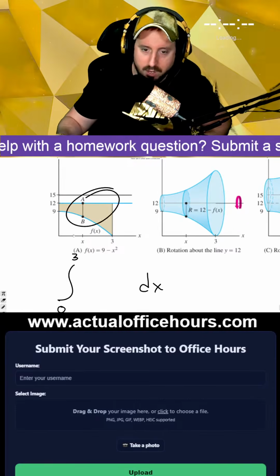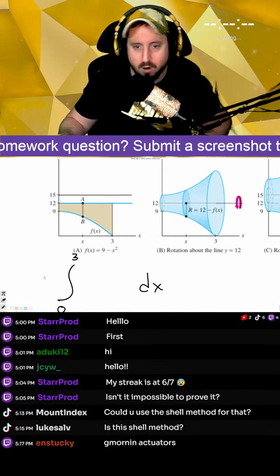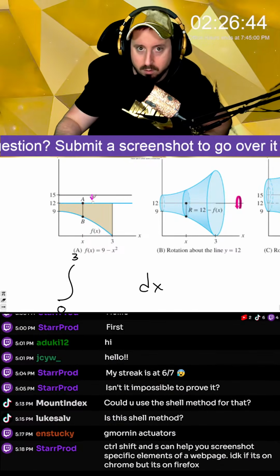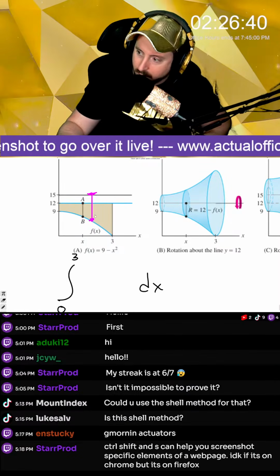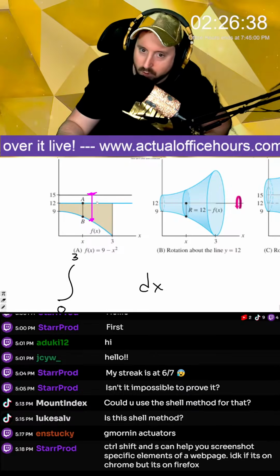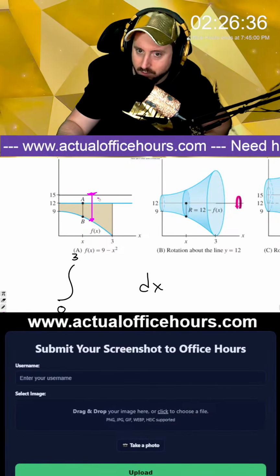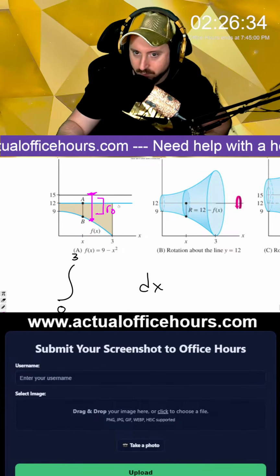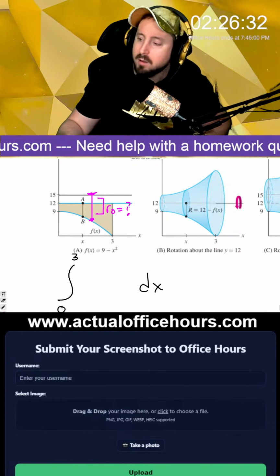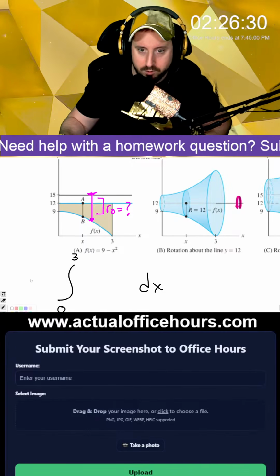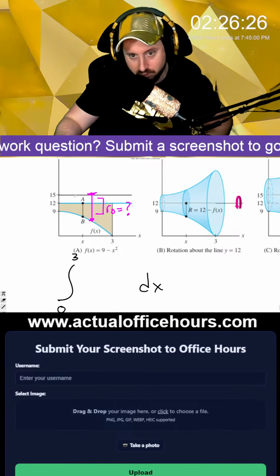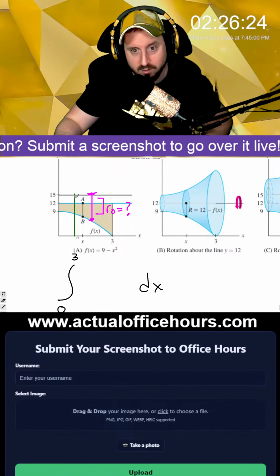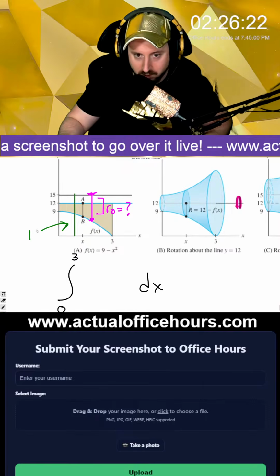Now, let's look at what r outer and r inner is. So r outer points from here out to here, and I want to know what that distance is. So this is r outer, and that's what I'm looking for. Now, I know the total distance from the axis of rotation to the x-axis. This is 15.